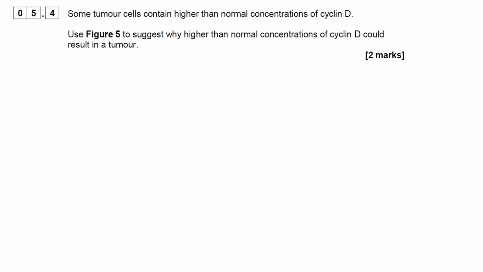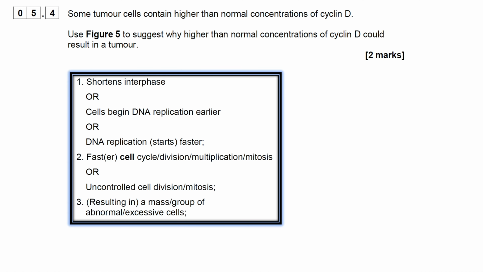The next part of this question is some tumor cells contain higher than normal concentration of cyclin D. Use figure 5 to suggest why higher than normal concentration of cyclin D could result in a tumor. So obviously, because cyclin D increases the number of cells undergoing DNA replication, which in turn starts the cell cycle. So increasing cyclin D concentration will stimulate more cells to divide. So your answer should include any 2 points from these.